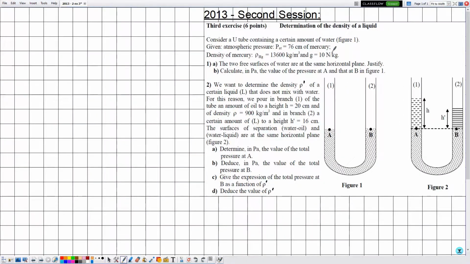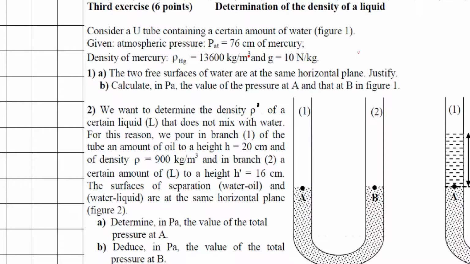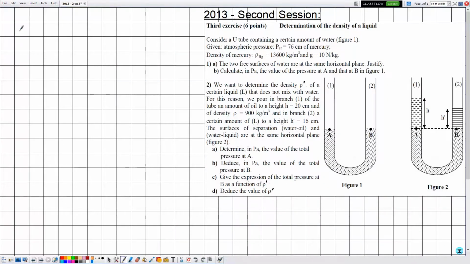Consider a tube containing a certain amount of water, figure 1. So they mentioned figure 1, now we can use it. Given that the atmospheric pressure P atmosphere is equal to 76 centimeters of mercury. Notice that here the quantity and the unit are not in agreement because we know that the SI unit of the pressure is given by Newton per meter square or Pascal, whereas centimeter represents the unit of length or height. So from the very beginning we need to rewrite this properly.